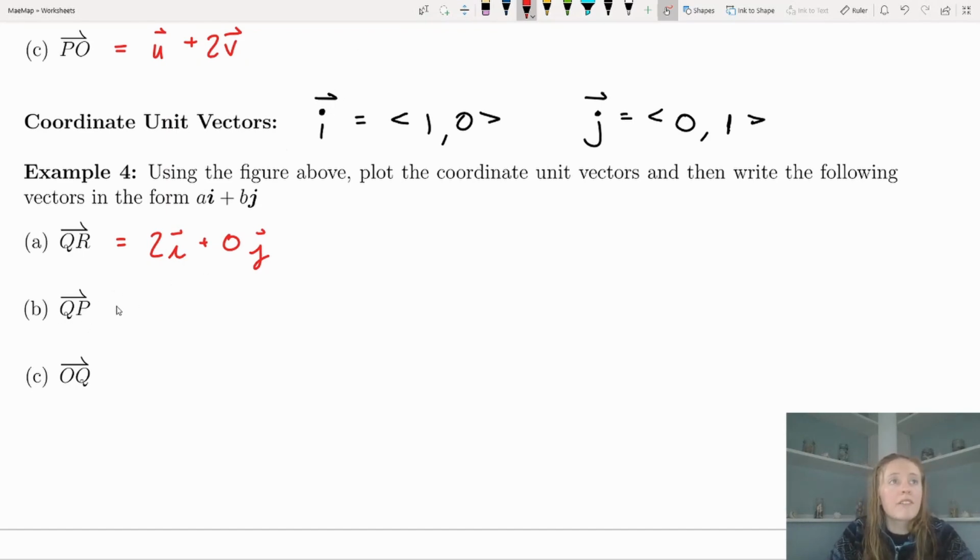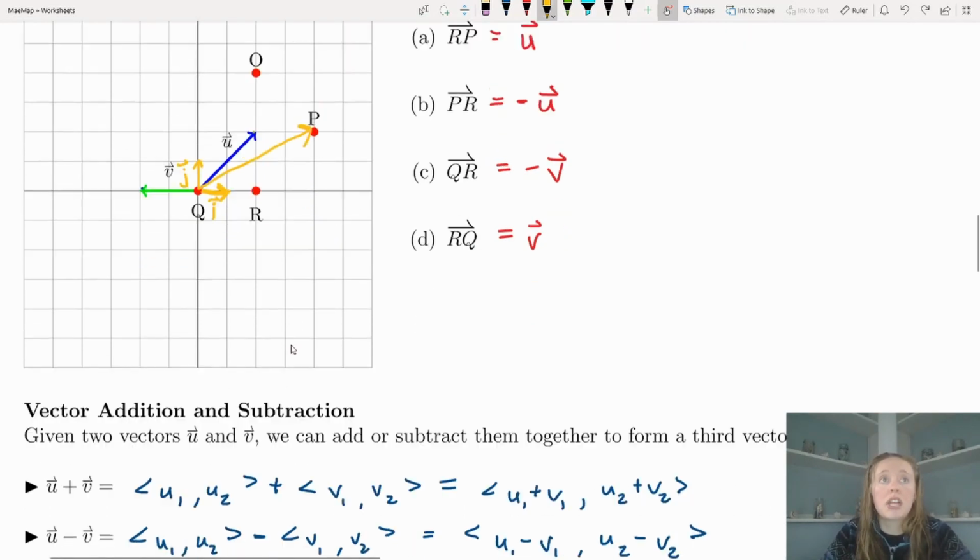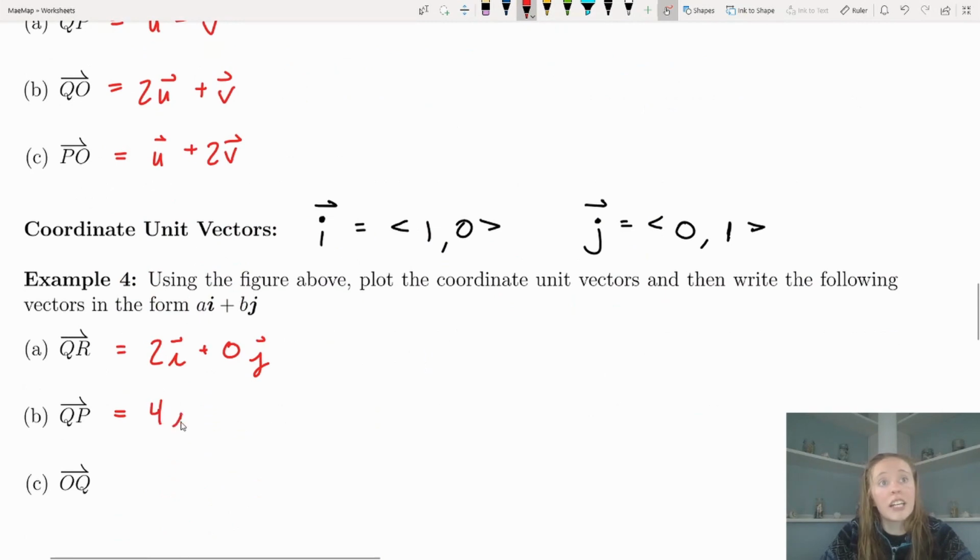Next, we're going to look at vector QP. So looking at vector QP, that's starting at Q and going to P, well, you can see that we're going 1, 2, 3, 4 i and 1, 2 j. So 4i, 2j. And again, I'm just scaling those vectors and adding them together.